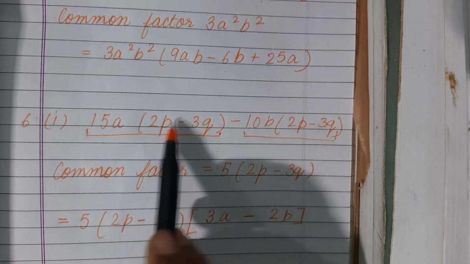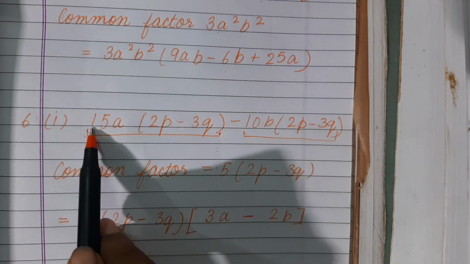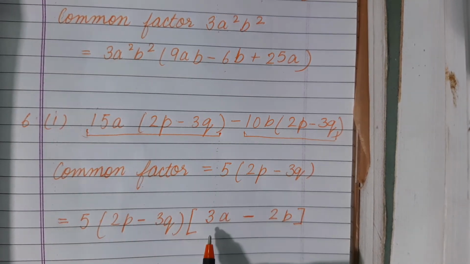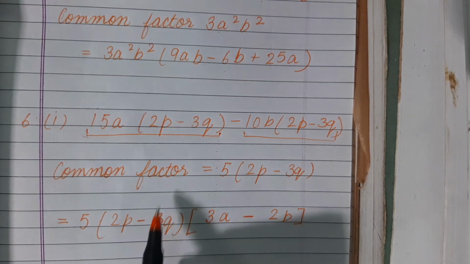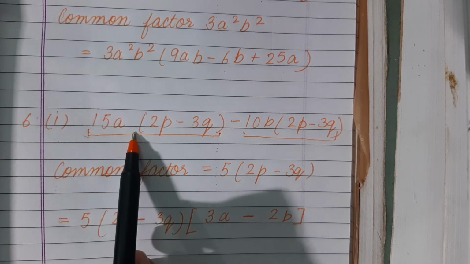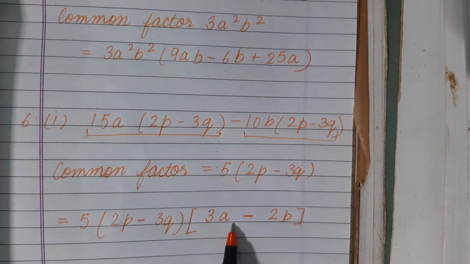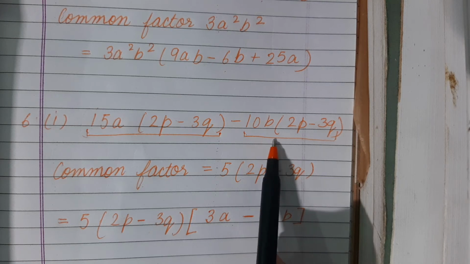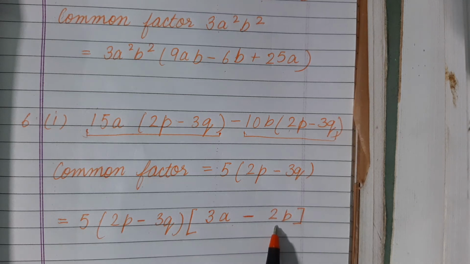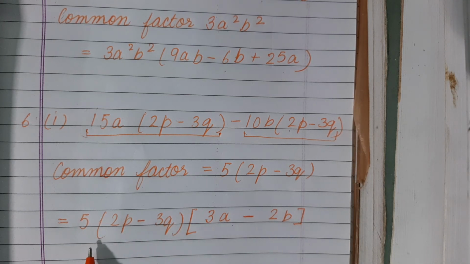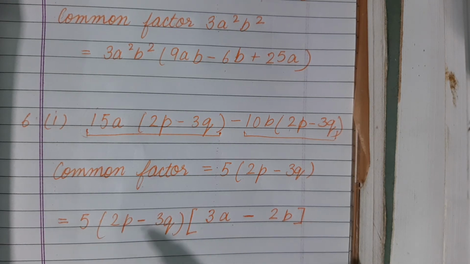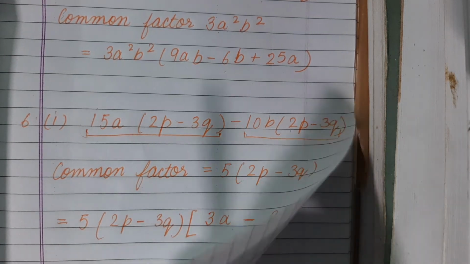Now, from the first term, when you take out 5 and 2p minus 3q, when you divide by 5, it will come 3a. This 2p minus 3q you have taken out, therefore only 3a will be left here. From here, when you take out 5 in bracket 2p minus 3q, only 2b will be left. Therefore, one factor will be 5 in bracket 2p minus 3q and in the other bracket 3a minus 2b. This will be your answer.